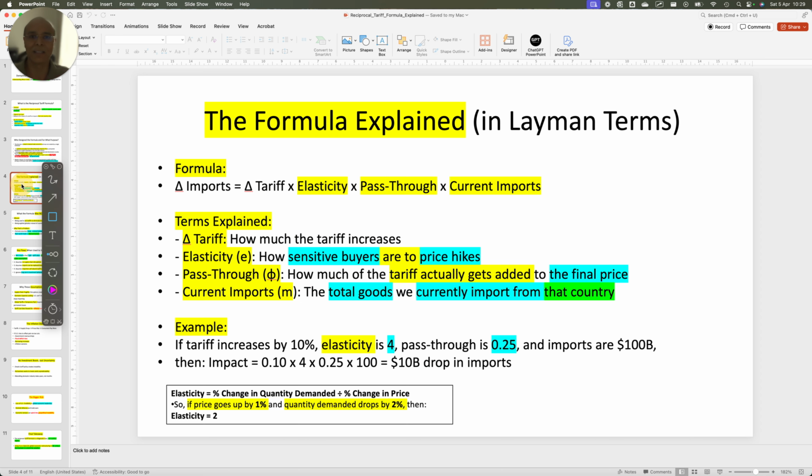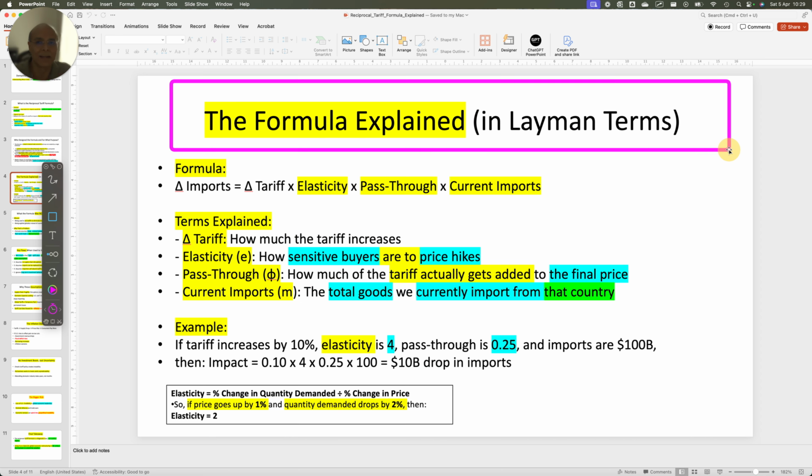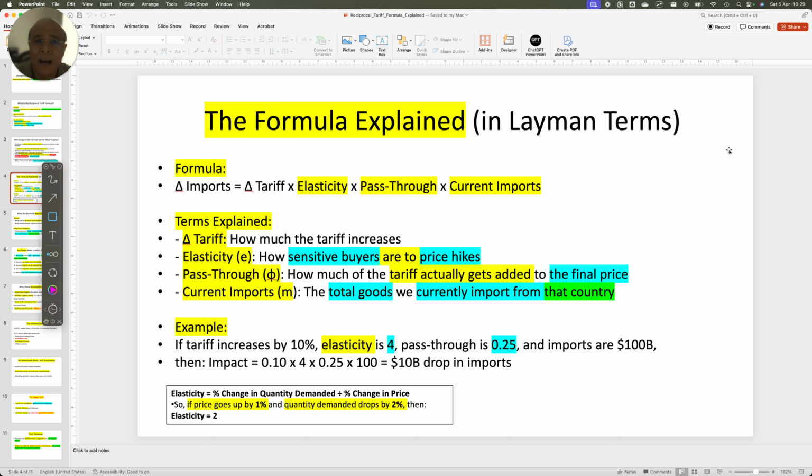Okay, friends, let's go to the next slide. Let's talk about the formula. Now you will understand in this slide how this formula works and what kind of problems we are encountering if you use this formula in the manner which the US has used. Now let's look at the formula. The formula actually looks something like this.